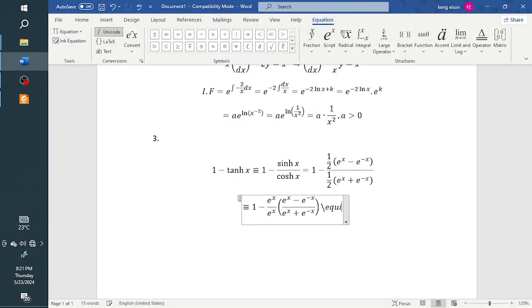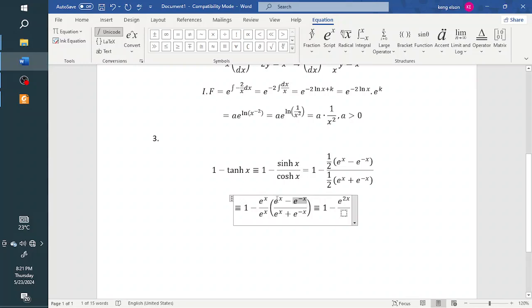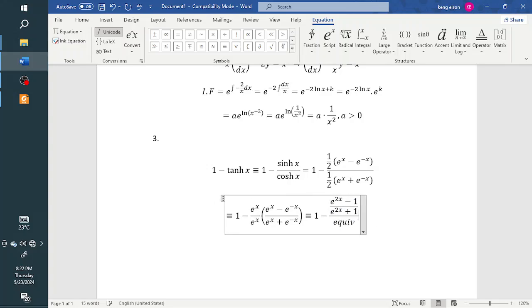So everything will be equivalent to 1 minus. Now when I multiply each term of the numerator by e to the x, e to the x times e to the x is e to the 2x because I need to add the powers. E to the x times e to the negative x is e to the power 0 because x plus negative x is 0, and e to the power 0 is 1, so you have minus 1, and here we have e to the 2x plus 1.